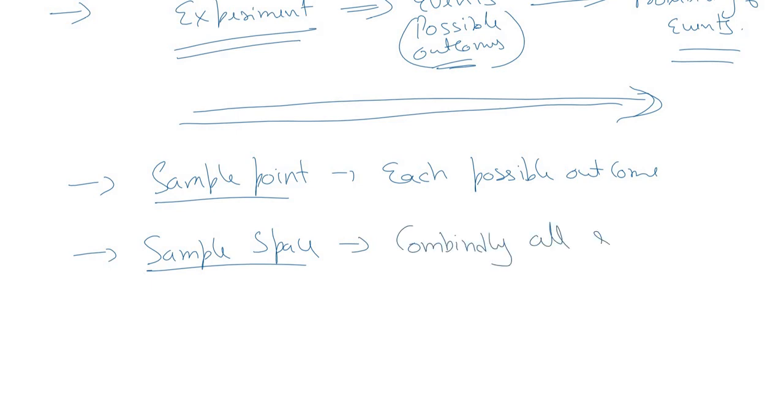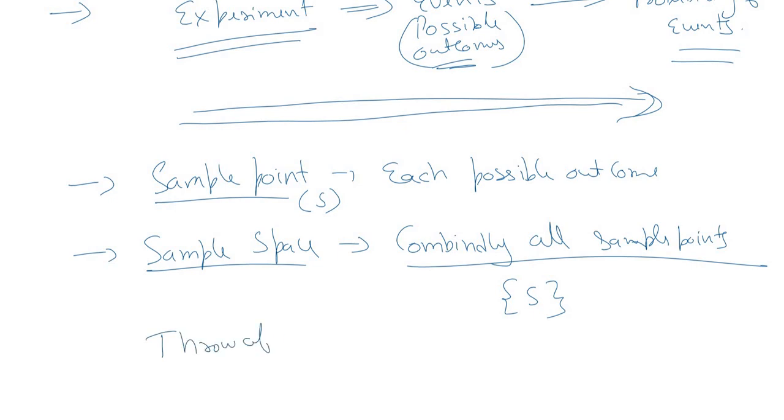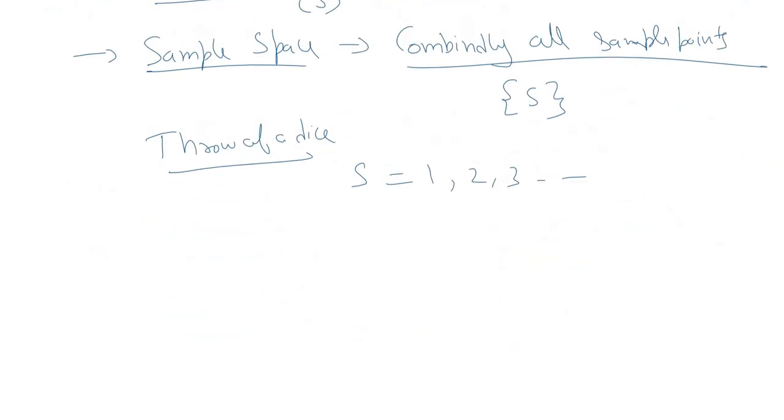Combined, all the sample points, where a sample point is represented by S, form what is known as the sample space. For example, for the throw of a dice, the sample points are represented by 1, 2, 3, and so on. These are the possible outcomes, and the sample space is the combination of all these possible outcomes. This is the entire sample space.